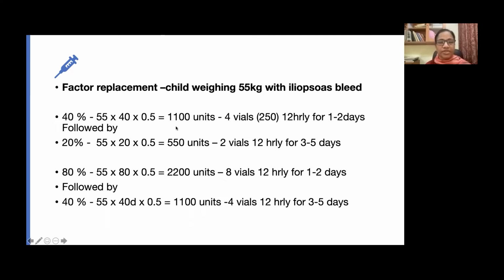We have a range of 40 to 60. So 4 vials, that is, each vial contains 250. So 4 vials 12 hourly for 1 to 2 days, followed by 20% for 3 to 5 days. And if you follow the high dose pattern, it will come 55 into 80 into 0.5. That is 2200 units, that is 8 vials. We have to give 8 vials 12 hourly for 1 to 2 days, followed by 1100, that is 1000 units 12 hourly for 3 to 5 days. If the child is not responding, we can prolong the treatment in the selected dosage.